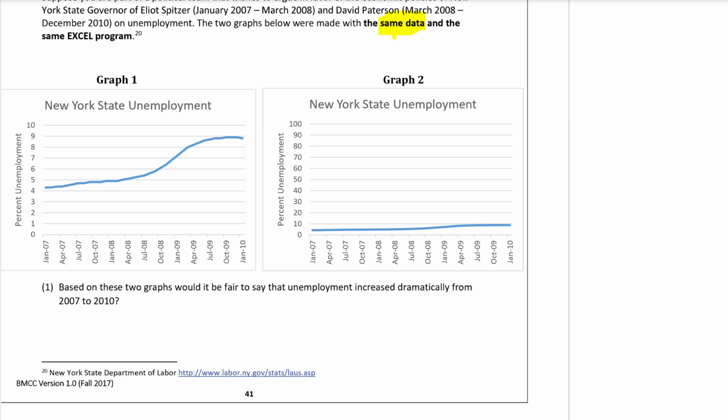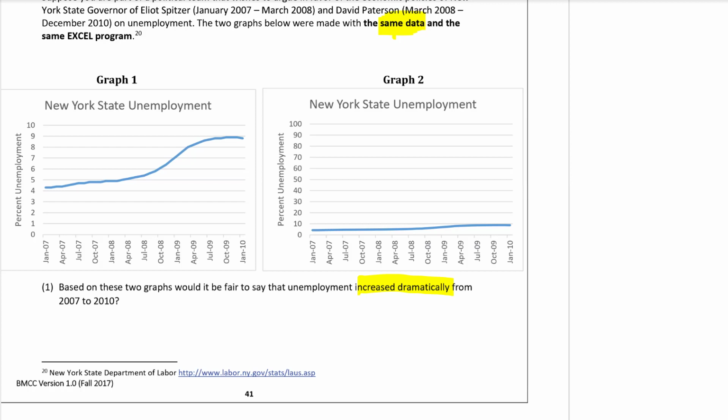All right, so question number one, based on these two graphs, would it be fair to say that the unemployment increased dramatically from 2007 to 2010? So look at both graphs and write a sentence or two describing whether it increased dramatically, and if it did, describe why. You don't need to bring any numerical information for now, just looking at the graphs. What do you see?